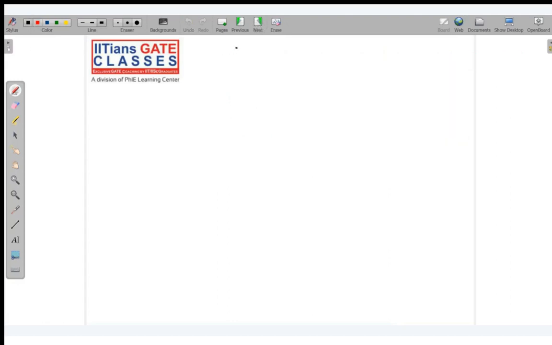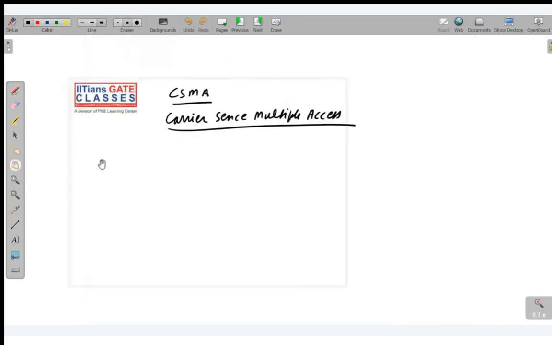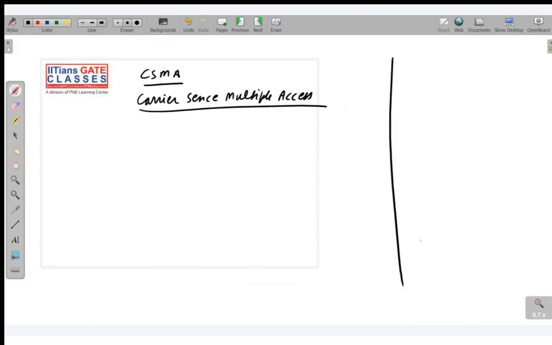So the next topic is CSMA. CSMA is Carrier Sense Multiple Access. I think I have told you in the previous lecture also, a real life example: we have a service lane and here is the highway. You want to take a car from the service lane to the highway.